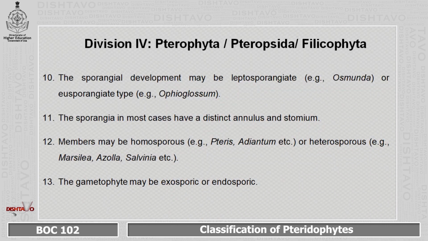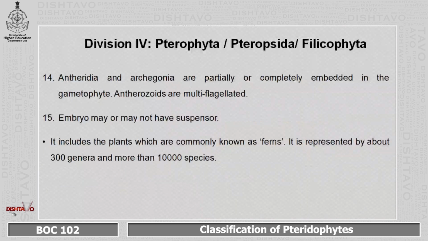Members here may be either homosporous or heterosporous. The gametophyte may be either exosporic or endosporic. The antheridia and the archegonia are either partially or completely embedded in the gametophyte. The antherozoids here are multiflagellated. The embryo may or may not have a suspensor. The members of Pterophyta are commonly known as ferns. These are represented by about 300 genera and more than 10,000 species.